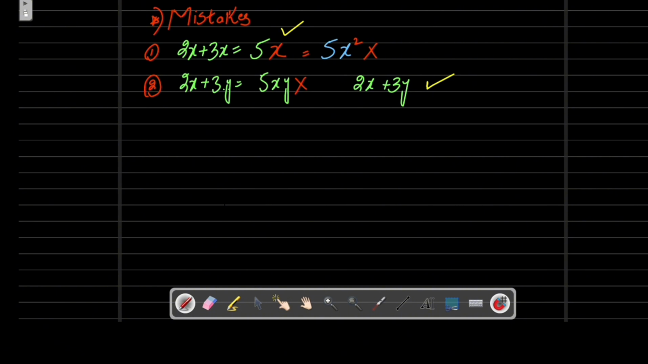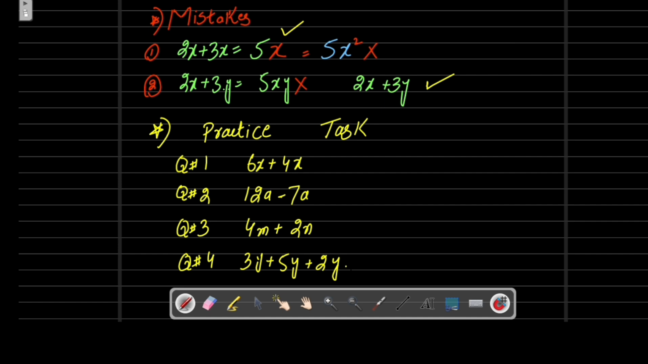Okay, now we have a recap. Today we learned what like terms are, how to combine like terms, and how to simplify expressions when terms cannot be combined. Remember, same variable, combine them. Different variable, leave them alone. Okay? Now I have a practice task for you. Write your answer before checking tomorrow.